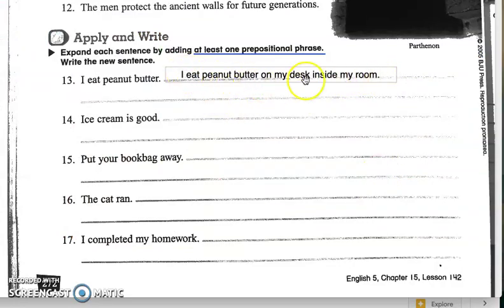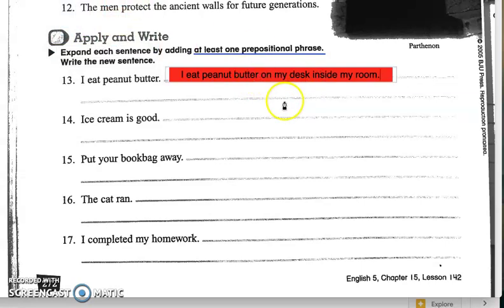I ate peanut butter on my desk inside my room. So you might have guessed, you might have caught it already. So yeah, on my desk would be the prepositional phrase and also inside my room.